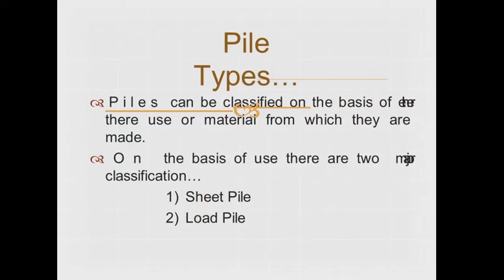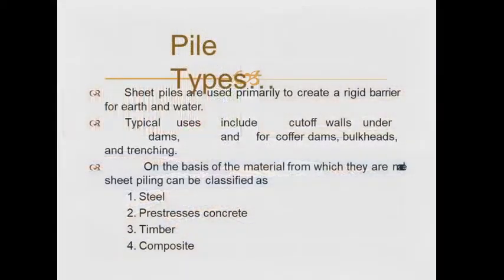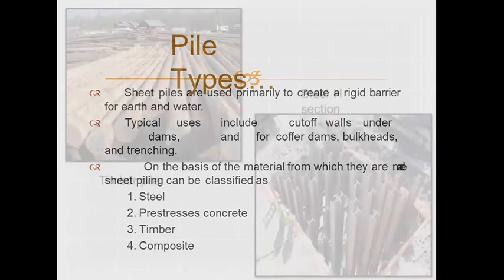Piles can also be classified on the basis of the use or the material from which they are made. On the basis of use, we have sheet piles and load piles, used for retaining walls, bulkheads, and cofferdams. According to the material used for construction, the piles are classified as steel pile, pre-stressed concrete pile, timber pile, and composite pile. These are the various types of pile.